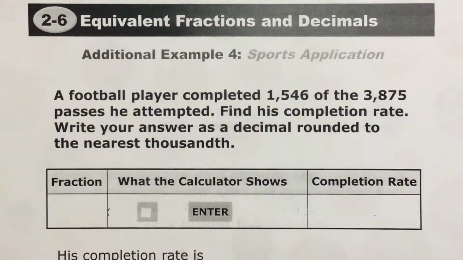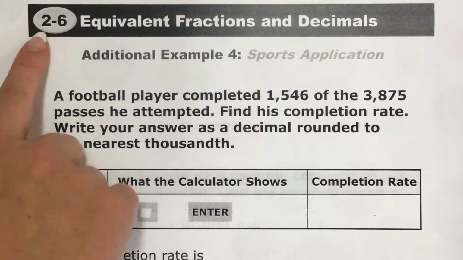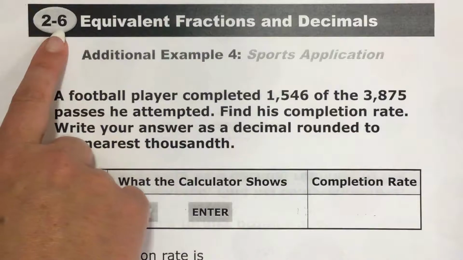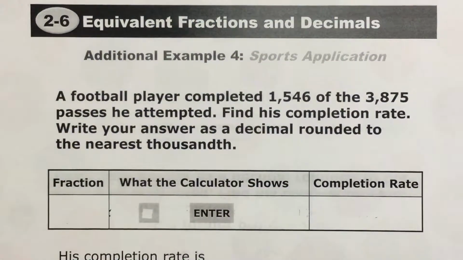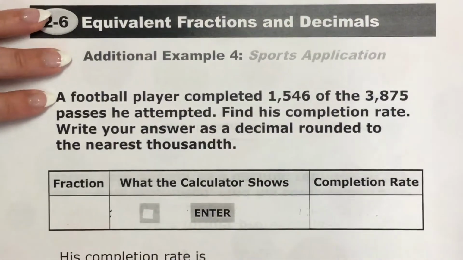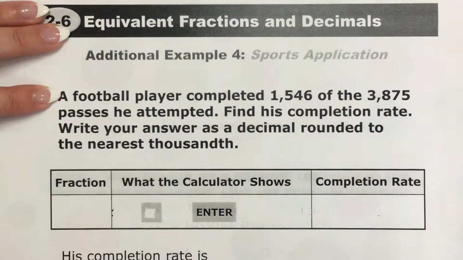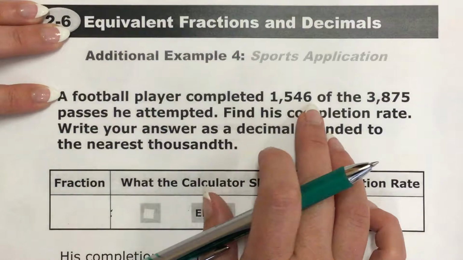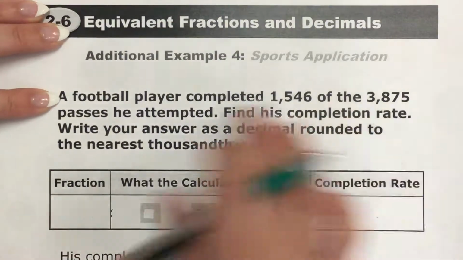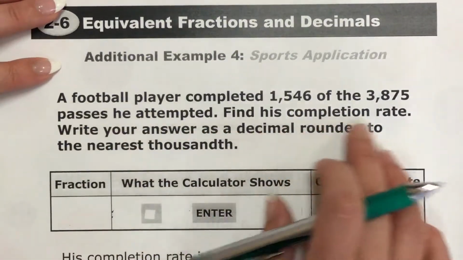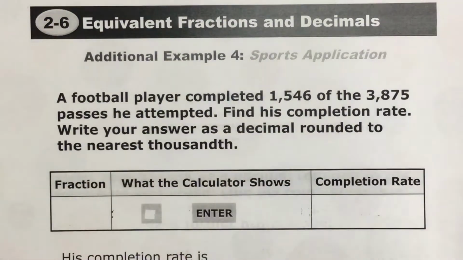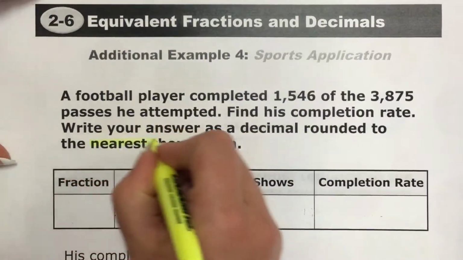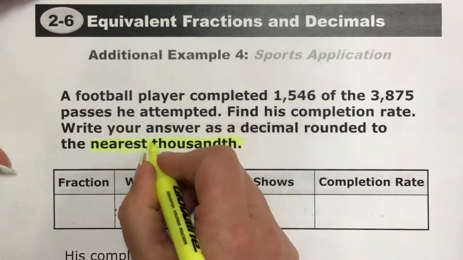Hello, everyone. We are back, still in Chapter 2, Lesson 6, and we are doing Example 4, which is a sports application. So this story problem says, a football player completed 1,546 of the 3,875 passes he attempted. Find his completion rate and round your answer as a decimal rounded to the nearest thousandth place.